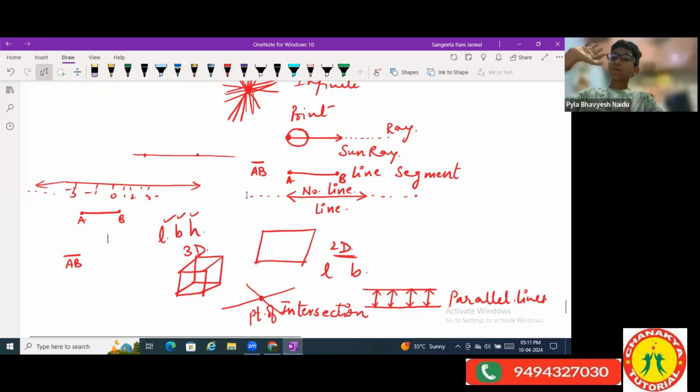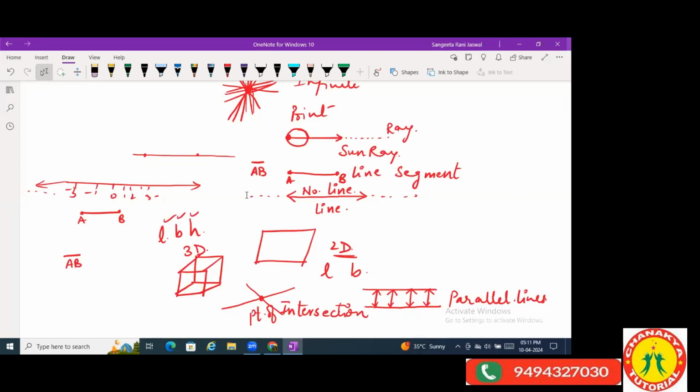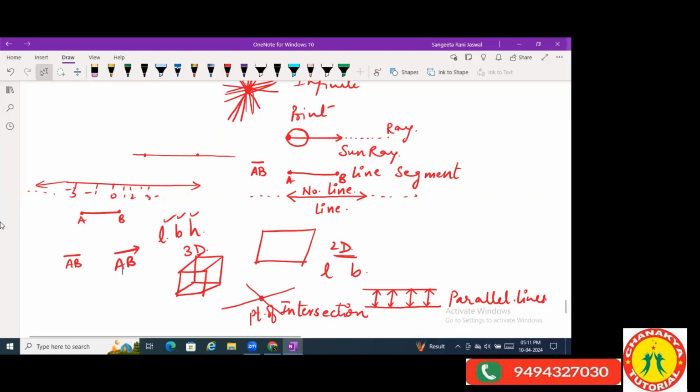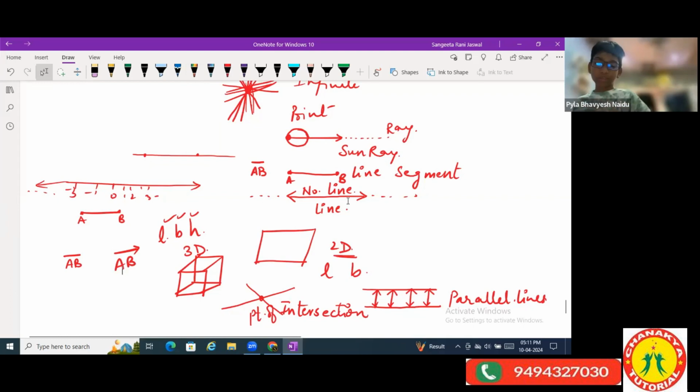Ma'am, if it is a point and its name is A, we keep a dot up and write A down. Right. That's a ray. If we just have A, B like this, you call it a ray. So we write it like this. While writing, we have some symbols here. We'll talk about it when we do the questions and we'll get to understand. Ma'am, even angles also have some symbols. Yes.